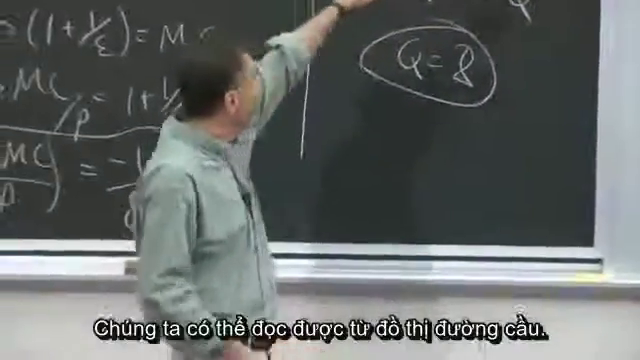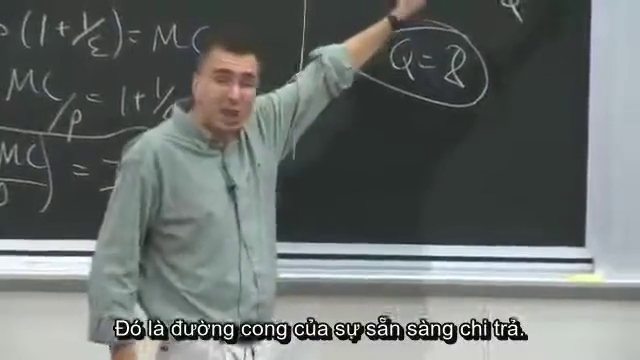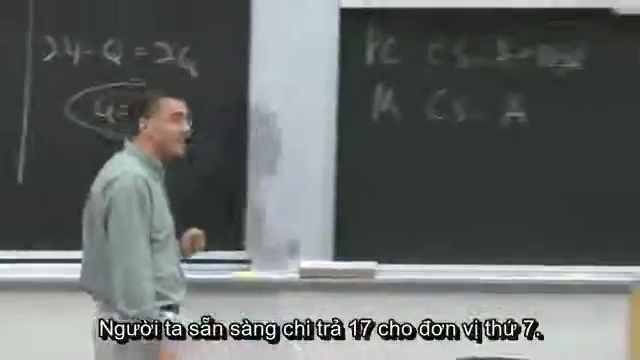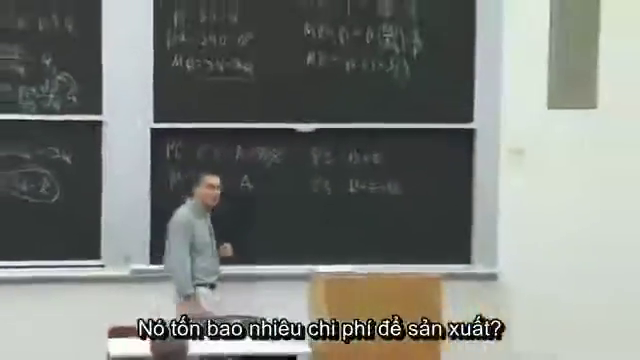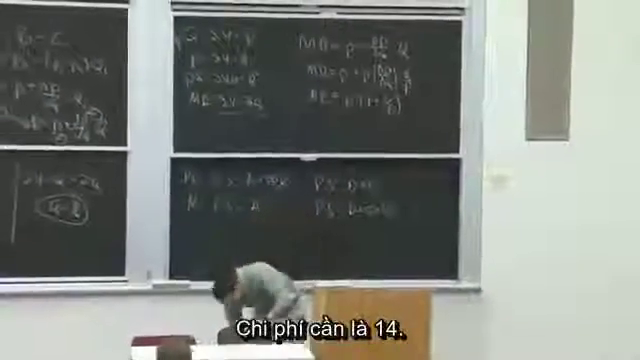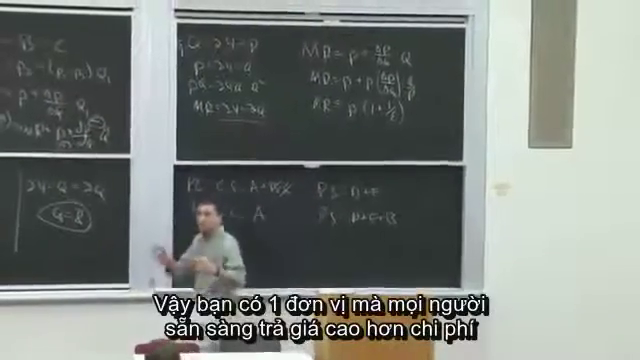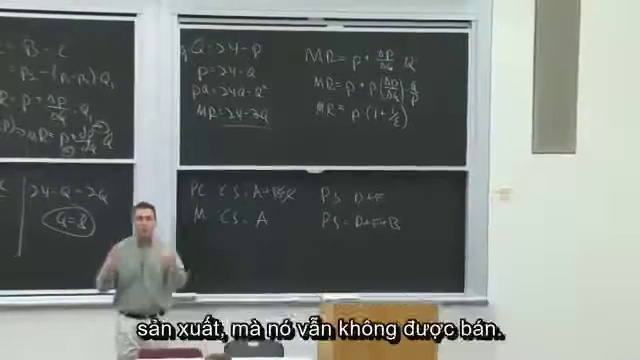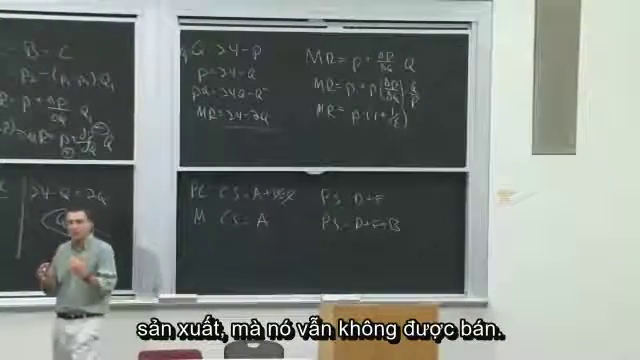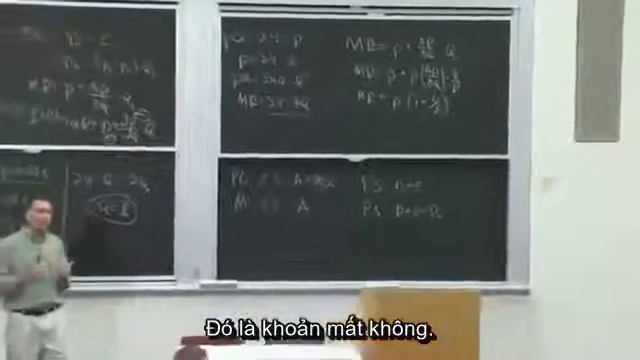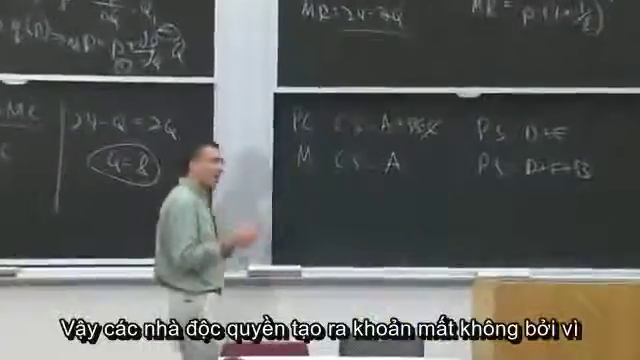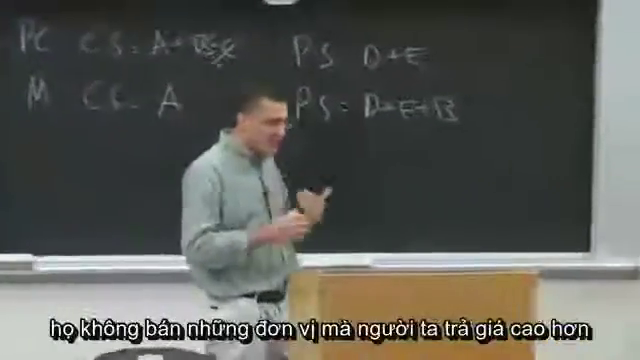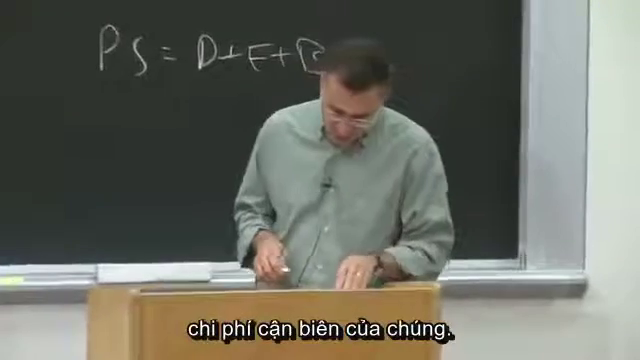We can read that off the demand curve. That's a willingness to pay curve. People are willing to pay 17 for that 7th unit. What does it cost to produce? It costs 14. So you have a unit which people want more than it costs to produce, yet it's not getting sold. That's deadweight loss. So monopolists induce deadweight loss because units that people value above their marginal cost don't get sold.